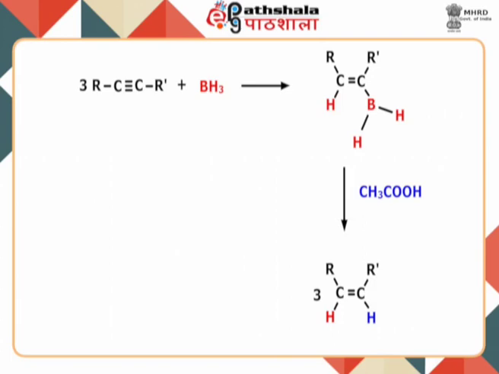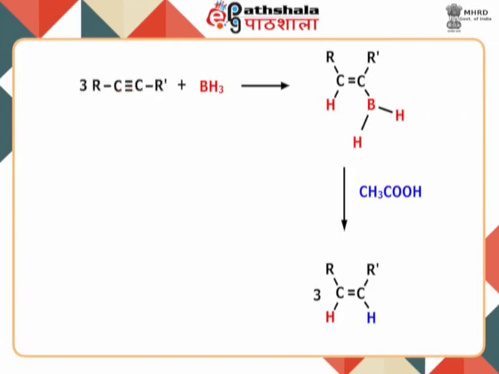Let us consider an example, which is the protonolysis of the alkenyl boranes. It can lead to alkenes in good yield. So, as a result, you can convert alkynes into alkenes. Let us try to understand this with the help of this equation.